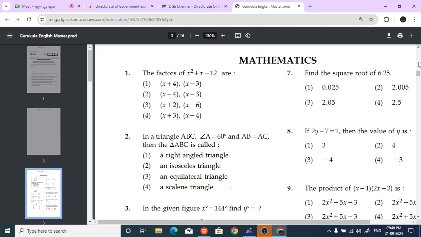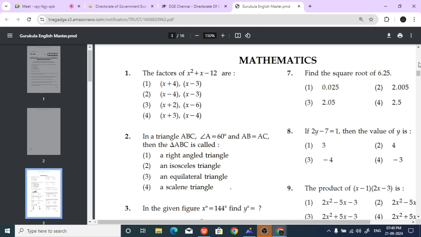In a triangle ABC, angle A is 60 degrees, AB is equal to AC, then ABC is called what? What type of triangle is this? You draw a triangle in your notebook, put A equal to 60 degrees, and give all three vertices. AB is equal to AC in terms of length. Then, what type of triangle is it?